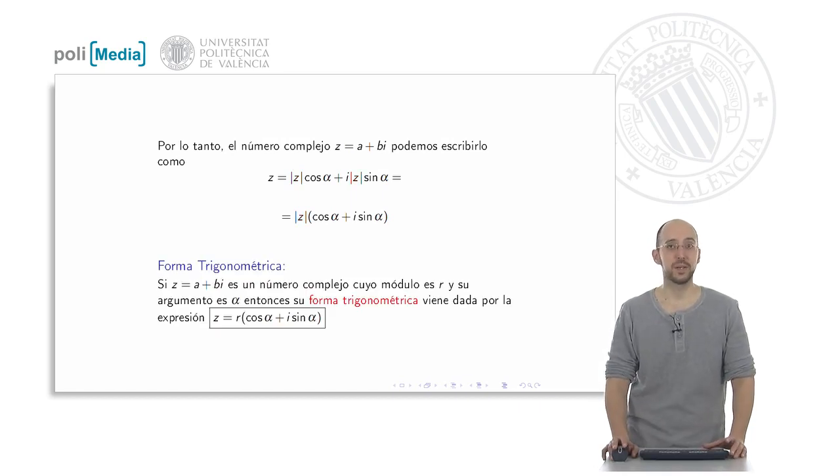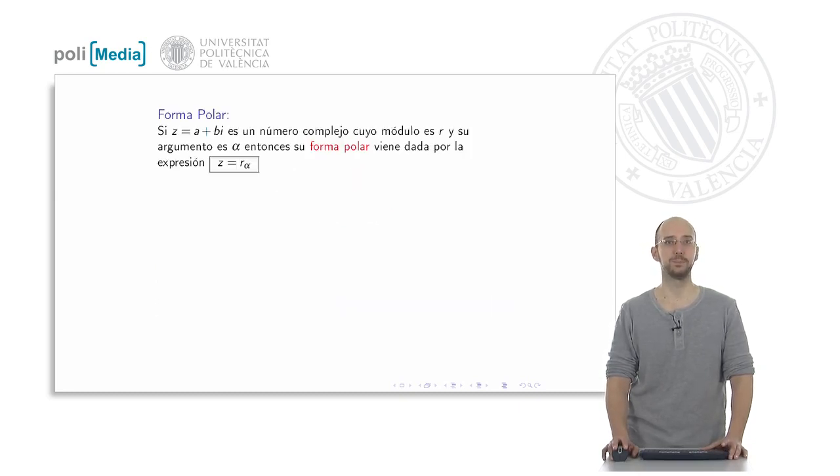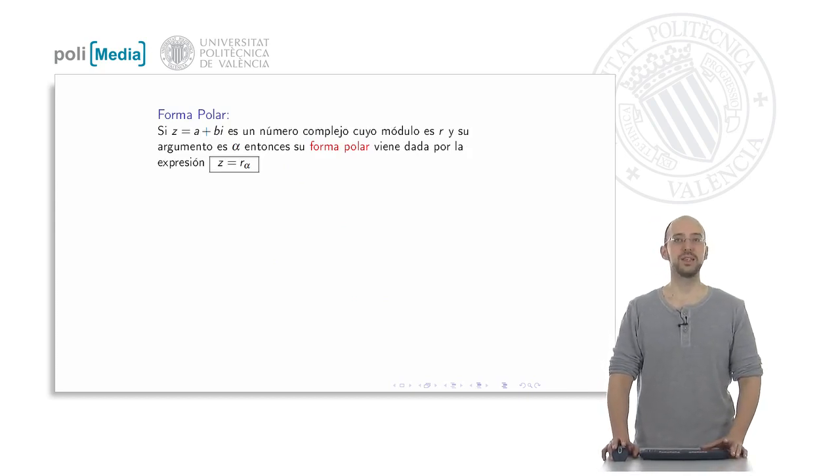This way of expressing a complex number is called trigonometric form. In general, if r is the modulus of the complex number z and alpha is its argument, the trigonometric form of z would be r times, in parentheses, the cosine of alpha plus i times the sine of alpha. A more abbreviated way of expressing a complex number is the polar form. It is simply a matter of taking the modulus of the complex number z, which is r, and putting the argument as the subscript. It is a much shorter and much simpler way to work with complex numbers.